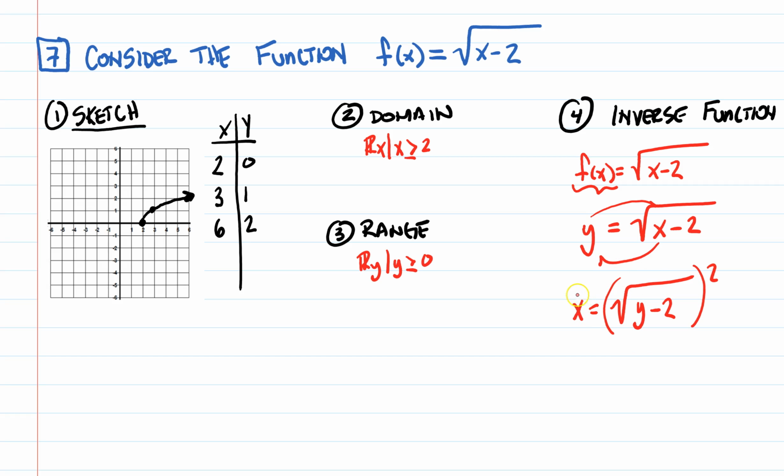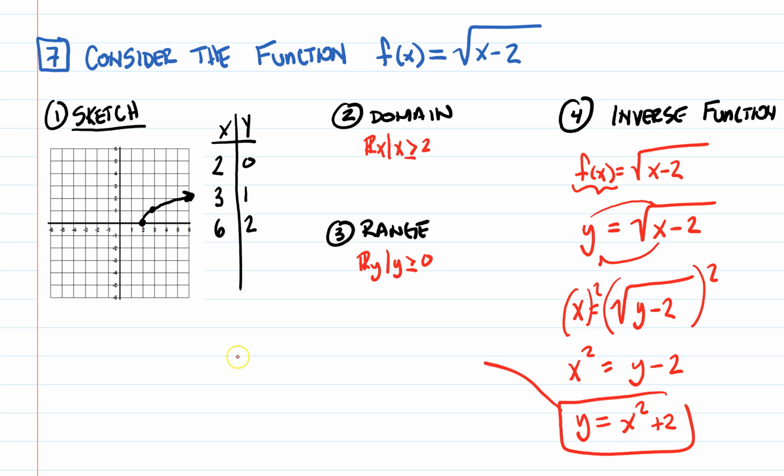So I'm going to square both sides. So I get x squared is now equal to y minus 2. And then solve for y. So I get y is now equal to x squared plus 2. And you guys, ladies and gentlemen, this is the inverse function, and the name that we give to the inverse function is f inverse of x. So f inverse of x now is going to be x squared plus 2.